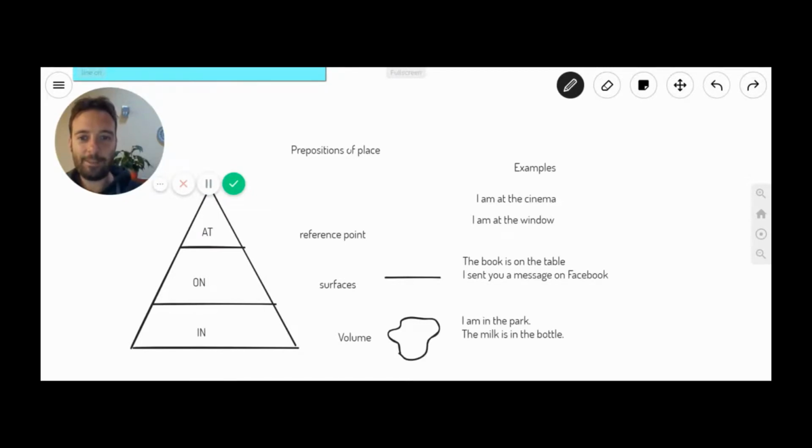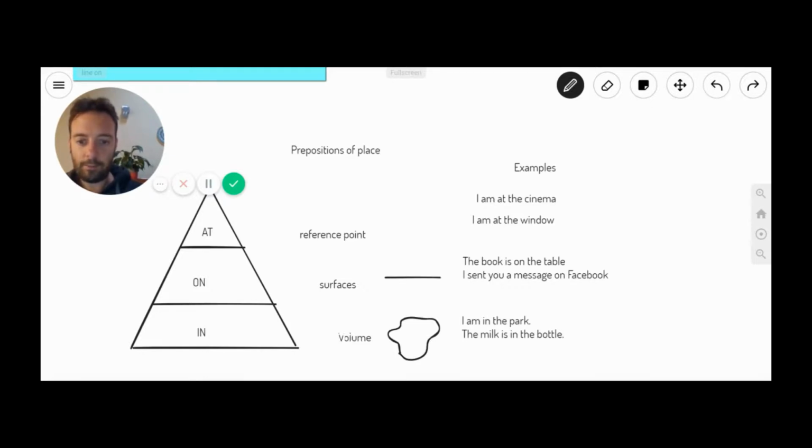Okay, so today we're going to look at prepositions of place. We use prepositions of place just to show where things are. These are the three most important prepositions. First, at the bottom, we have "in".